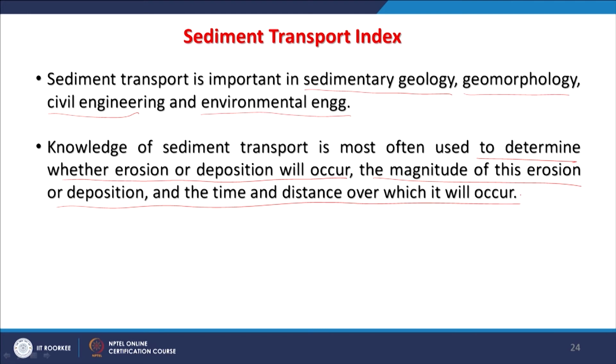Suppose in a Himalayan terrain, you have a large reservoir, for example, the Tehri reservoir. Now, you would like to estimate what kind of sediment will be coming into the reservoir, because you know that the more sediment comes into the reservoir and settles down, it will reduce the storage capacity of the reservoir, and ultimately it will reduce the power production from that reservoir. So, estimating sediment transport is very important from that point of view.